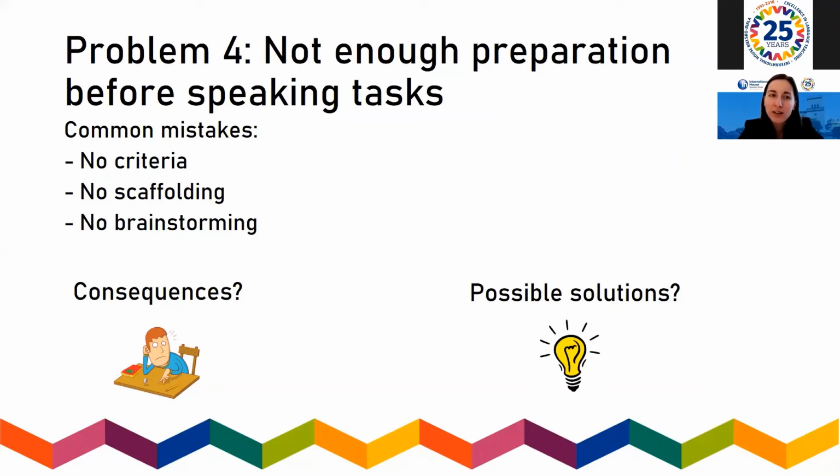Quite often, I also see little scaffolding to help students speak more or speak at length. And at times it also happens that the brainstorming session before this speaking activity isn't long enough, or maybe it's not there at all. And as such, those things might pose some serious problems for our students in speaking, or like I said, in writing tasks.